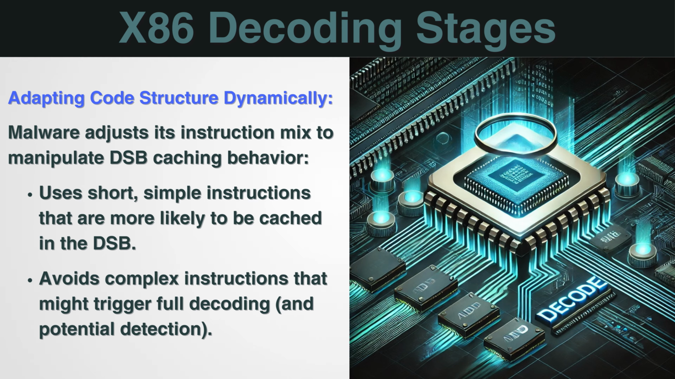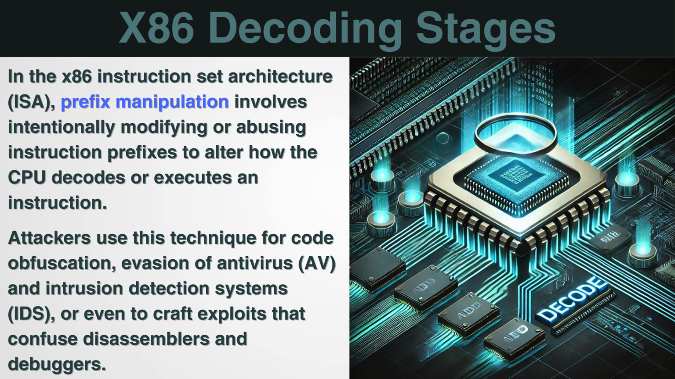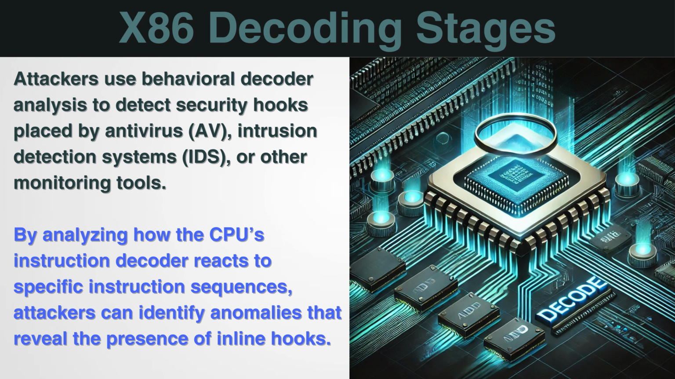Attackers probe those micro-op cache hits and misses to identify instruction patterns and distinguish between simple and complex instructions, allowing malware to adapt its code structure to avoid detection. And they use prefix manipulation, like we've talked about, and hook discovery via decoder behavior analysis.